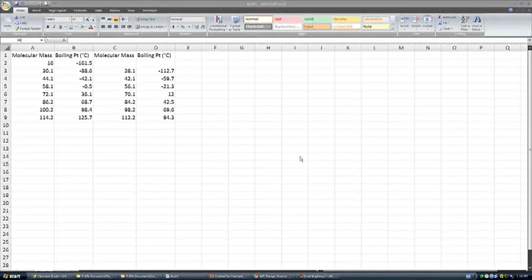Now let's learn how to plot two sets of data on the one graph. So I've got a different graph here now. I've got some data for a bunch of molecules. I've got the molecular mass, which is the mass of some molecules, and the boiling point of these different molecules. And I've got two sets of data, so they're two different sets.